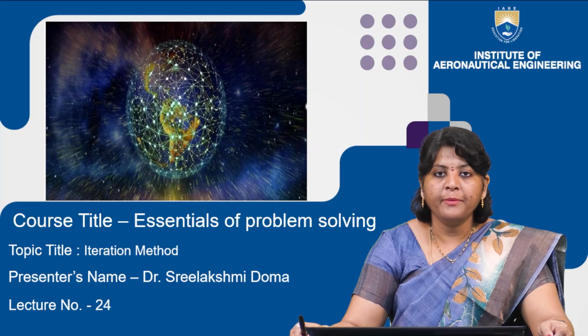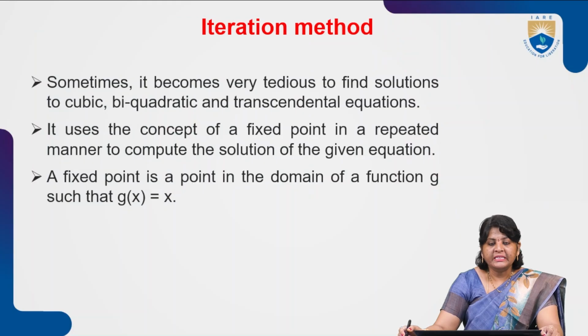In this section, I am going to discuss the iteration method, which is used to find the root of the given polynomial. The iteration method is very useful when it becomes very tedious to find solutions to cubic, biquadratic and transcendental equations. The bisection method is not used for finding complex roots. Like that, each and every method will have some limitations, disadvantages and advantages.